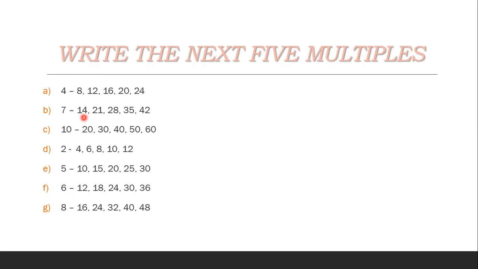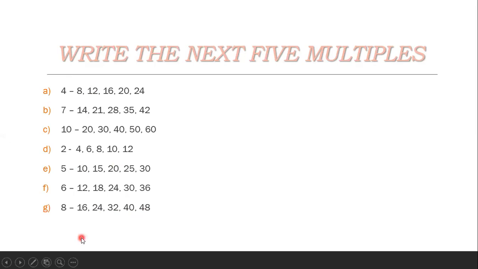Next, 7: 14, 21, 28, 35, 42. Next, 10: 20, 30, 40, 50, 60. 2: 4, 6, 8, 10, 12. 5: 10, 15, 20, 25, 30. Next, 6: 12, 18, 24, 30, 36. 8: 16, 24, 32, 40, 48. So these are the multiples.